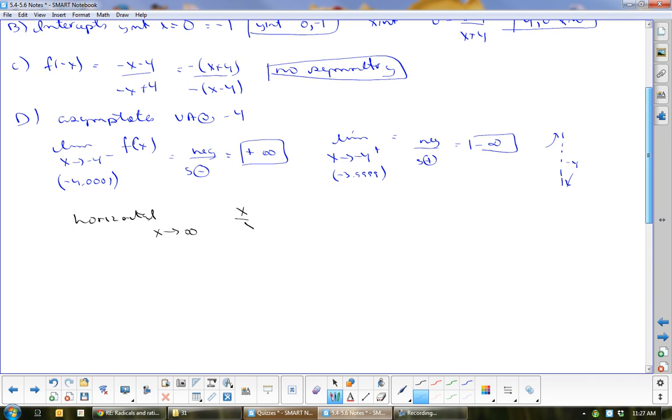Right, we got x over x, right? So this would approach 1. So y equals 1 is a horizontal asymptote.